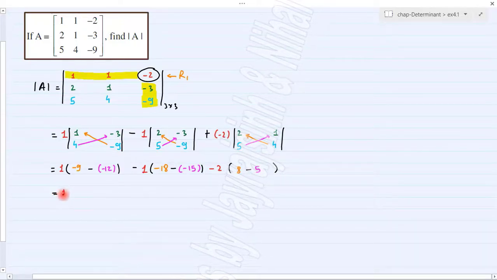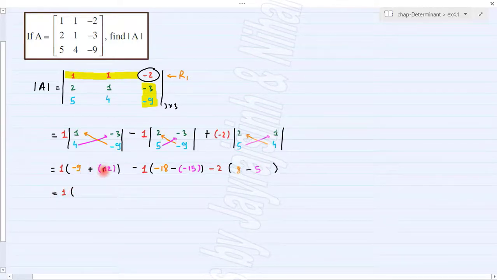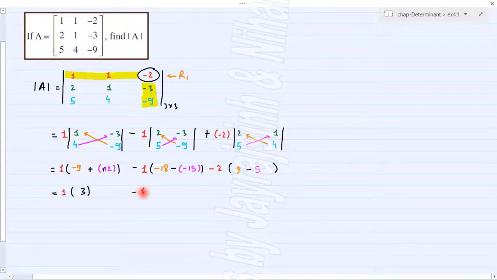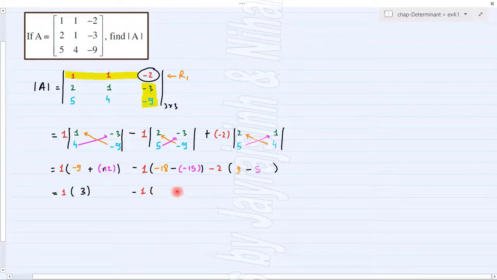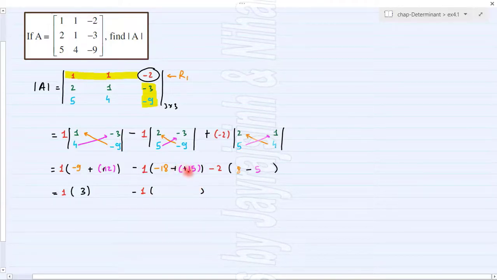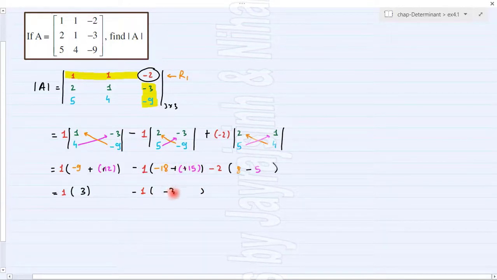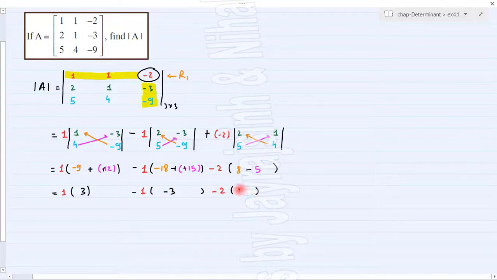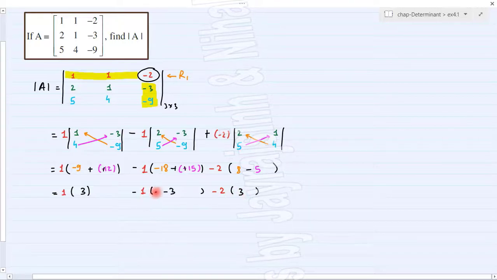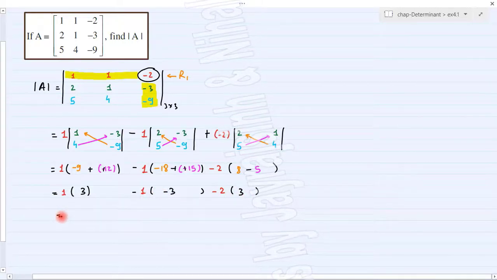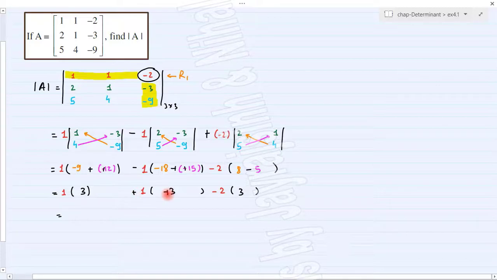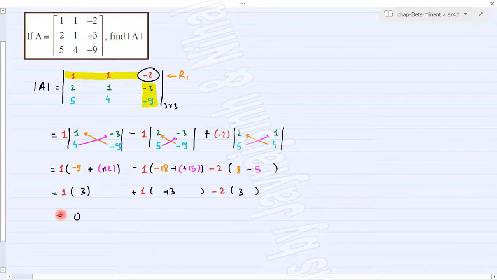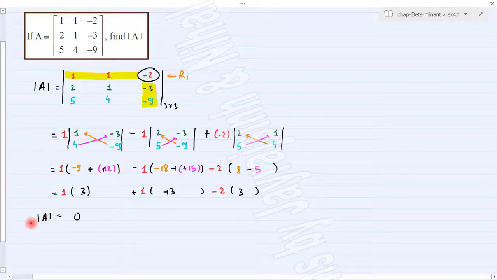So 1 will be as it is. In the first bracket, minus minus becomes plus. So we'll get 12 minus 9, or we can say 3. Minus 1 again as it is. In the second bracket, minus minus becomes plus. 15 minus 18 will be minus 3. And minus 2 will be as it is. Here 8 minus 5 will be 3. So here we'll get plus 3 and minus 6, or we can say your determinant A will be 0.